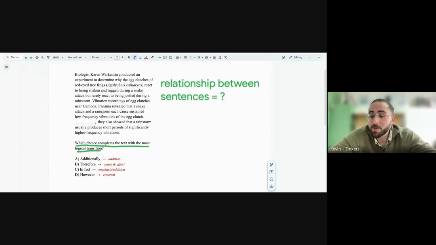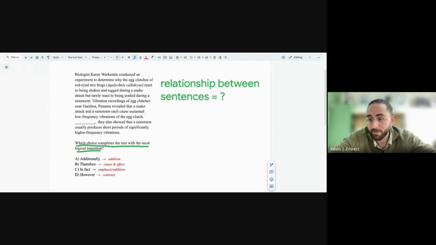Now, the way to approach these questions is to consider the relationship between the two sentences that the text provides you with. There's going to be a complete sentence followed by a sentence that begins with a blank. You have to figure out how the ideas in the first sentence connect to the ideas in the second sentence. Once you've determined what relationship the two sentences have, you can then look at the transition words that are given to you and pick the one that corresponds to that kind of relationship.